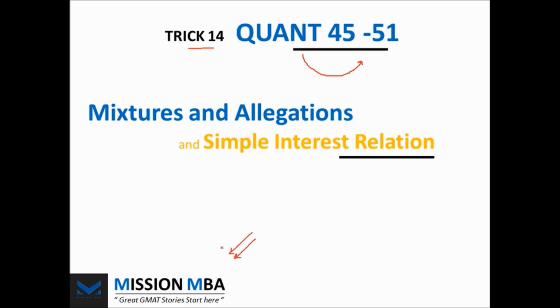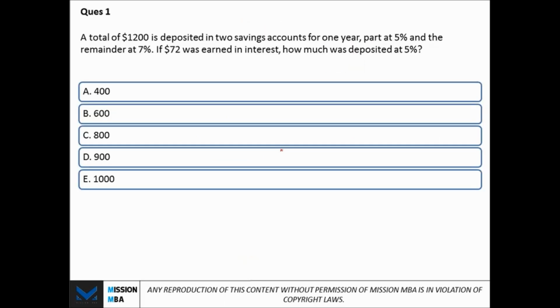In Trick 12 and Trick 13, we understood applying mixtures and allegations tricks to questions. Today, we are going to see their application in simple interest relations as well, as promised to you guys. So let's go ahead and have a look at it. But if you haven't seen Trick 12 and 13, please do watch them, because I'm going to use the same trick and apply it in these kinds of questions as well.